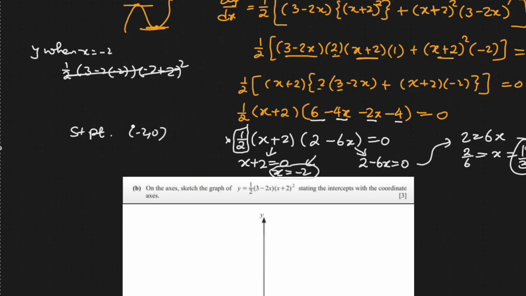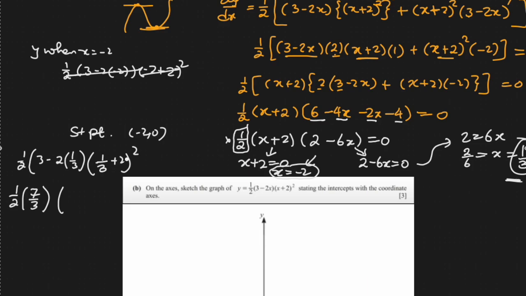Alright. What about the second one, 1/3? So I'll put it here. 1 over 2, (3 minus 2 times 1/3), and (1/3 plus 2) squared. Okay. So it comes out to be 3 minus 2 over 3. So 9 minus 2, 7 over 3.